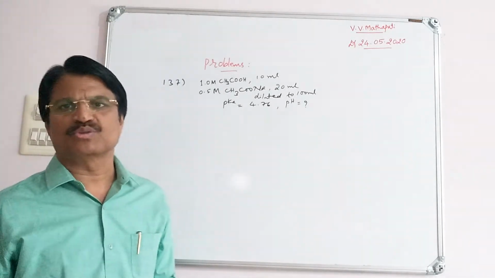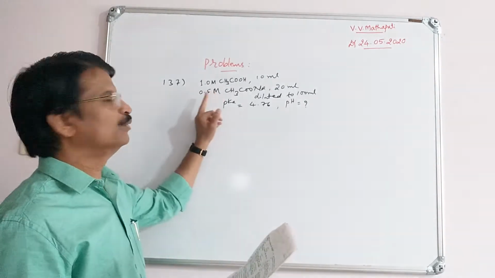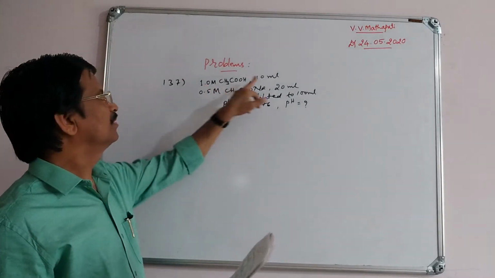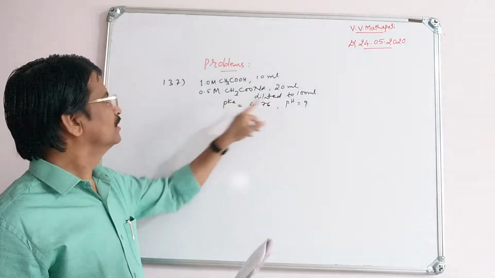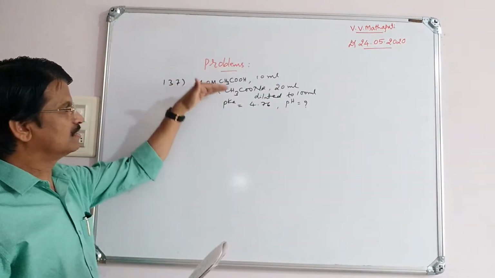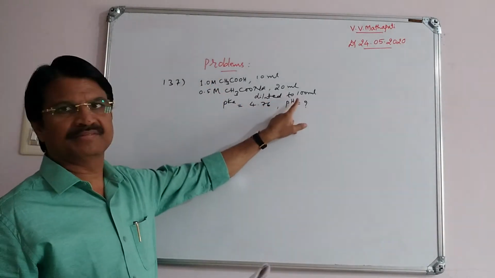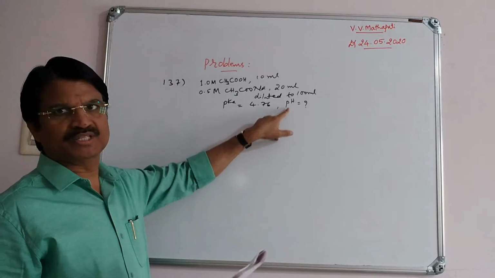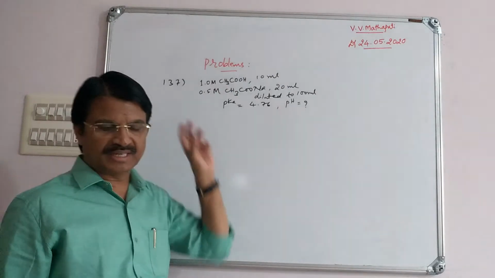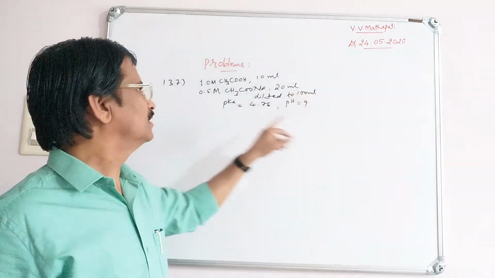So in the multiple choice questions, question number 137, they give the concentration of the solution, volume, and concentration of salt: acetic acid and sodium acetate, which is an acidic buffer, then diluted to 100 ml, and finally you have to find the pH value. But in another example they directly give the concentration of acid and salt, and ask for the pH value.